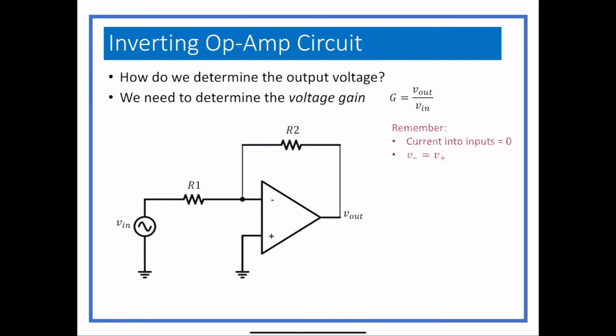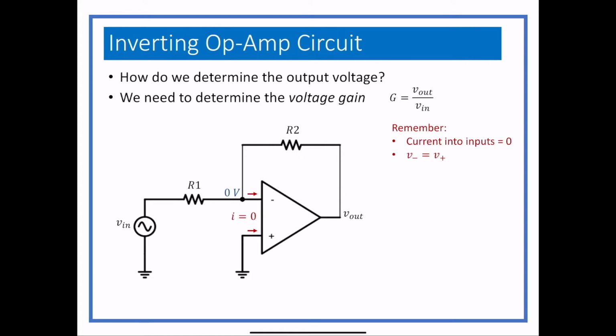Looking at this circuit, first of all, remember the current into the inputs is 0. So we treat that as there's no current going in there. And we also have that V minus is going to equal V plus. So V plus is actually at 0 volts. It's grounded. And what this means is that that 0 volts actually appears at that inverting terminal. That's something known as a virtual ground. It's not actually connected to ground, but that point is 0 volts.